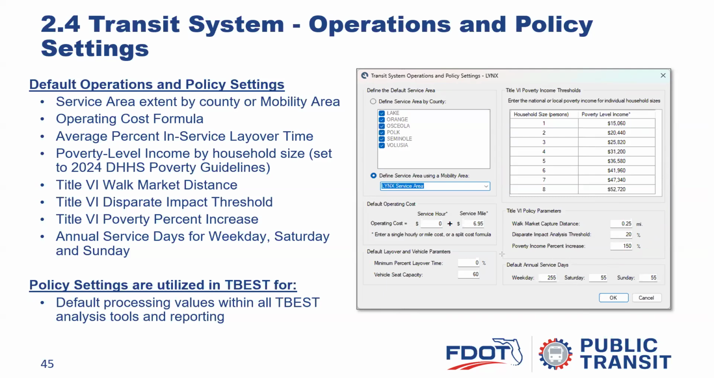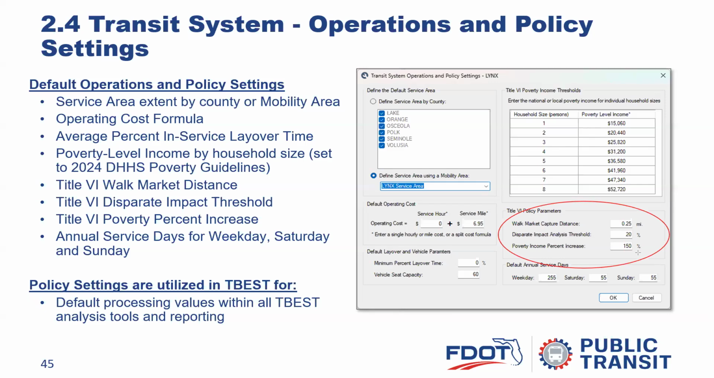You also have the Title VI policy parameters here, which are your market capture distance, your disparate impact analysis threshold, and poverty income percent increase. And these vary widely over every agency. So, this is where you can input that policy and then have it flow through all of your TBEST analyses.